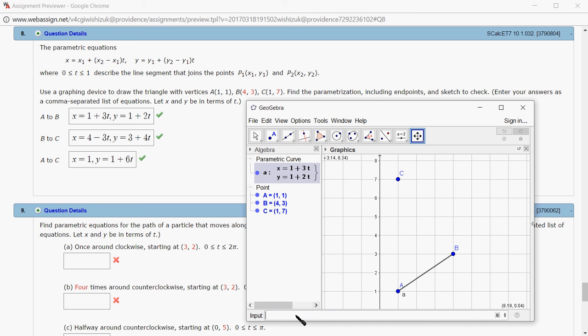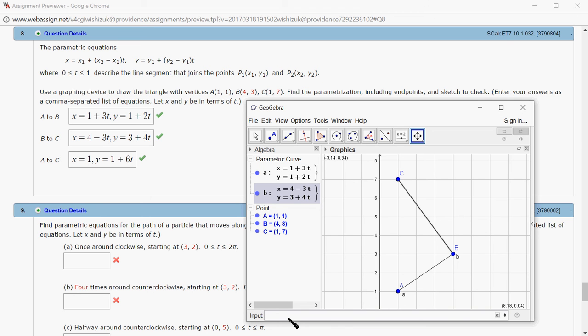B to C: I'm going to say curve. The first expression is 4 minus 3t, and the y is 3 plus 4t. The parameter is t, from 0 to 1, and then hit enter. We got B to C.